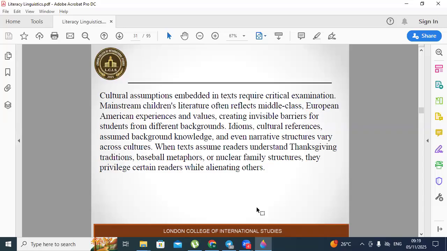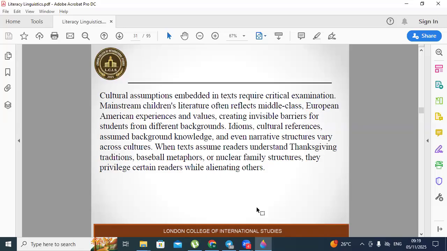Third, we can have explicit discussions about whose stories get told in literature and whose perspectives are centered. This critical literacy approach helps students analyze power and representation in texts. Fourth, we can validate diverse cultural knowledge students bring when discussing families. We can explicitly acknowledge that families take many forms when discussing traditions.